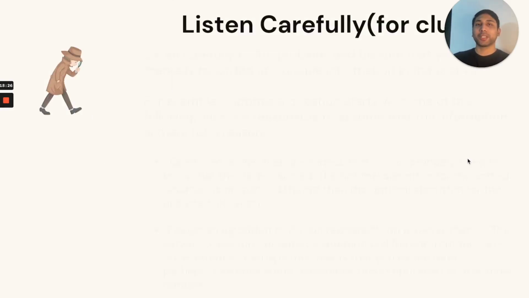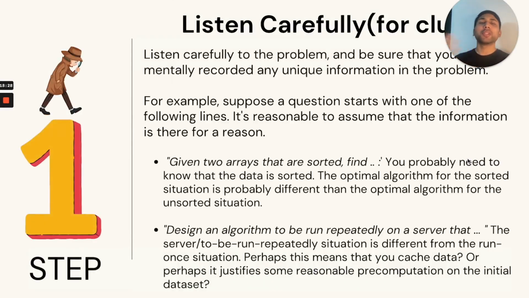Now let's go into the detail. So listen carefully, right? The first step is you need to listen carefully for clues. Obviously you are sitting in an interview, you are listening carefully, but you need to make sure you are listening carefully for clues. For example, let's say the first question is, given two arrays that are sorted, find this, right? Now the important information is that the arrays are sorted.